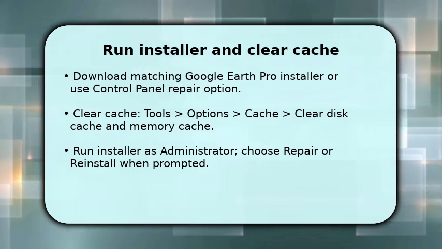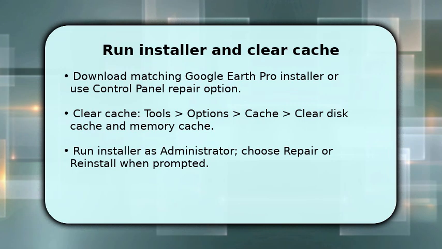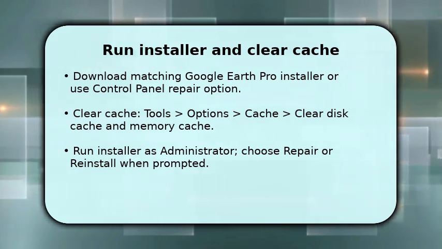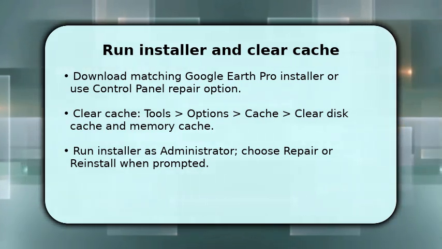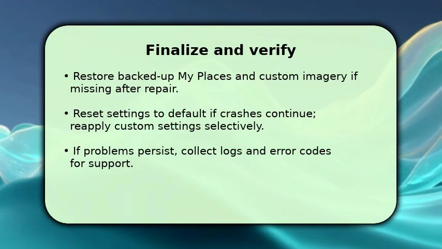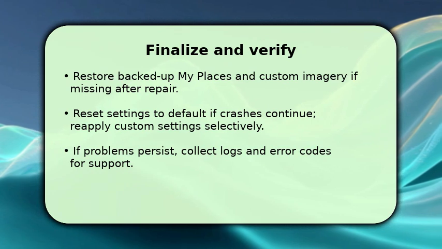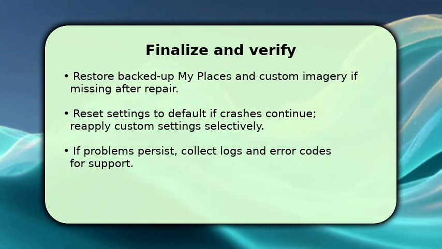If Repair doesn't resolve it, perform a full reinstall after exporting settings. Keep notes of any error codes you see for targeted troubleshooting later. After Repair or reinstall, launch Google Earth Pro and verify key features: 3D view, search, and imported overlays.